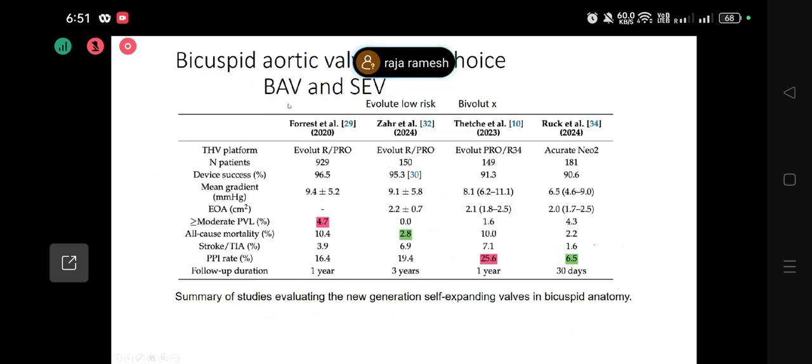So these are the different trials with the bicuspid aortic valve and self-expandable valves. The Evolut Low Risk trial and Evolut X are recently published and completed 5 years of follow-up. In this also, the device success rate is almost 90%. And as expected, there is a little bit of increase in the paravalvular leak with the self-expandable valves. But overall, either self-expandable valve or balloon expandable valve, the device success rate in bicuspid valves is good. And depending upon the other anatomical factors, we have to choose the valve.